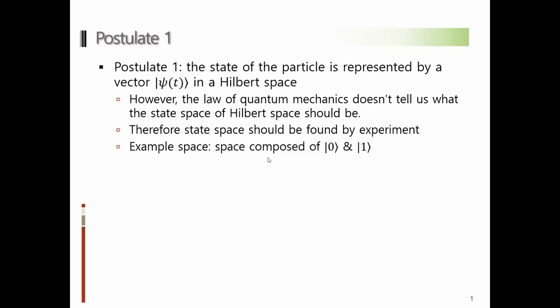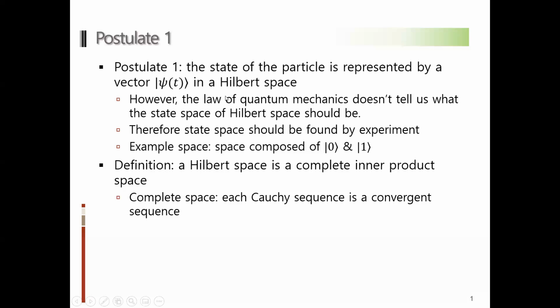In the last lecture, I gave you a simple Hilbert space example, which was composed of 0 and 1. For the time being, I will also use such a space. Then the next question is, how is such an abstract vector space implemented in terms of a real physical system? Before I talk about it, let me give you a more rigorous definition of the Hilbert space.